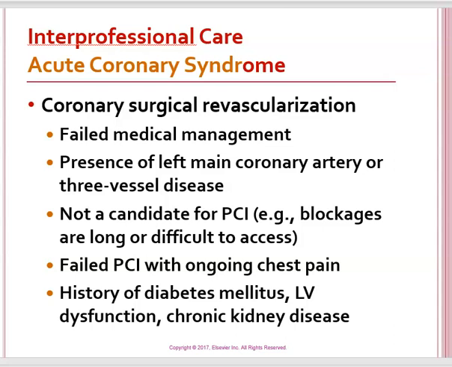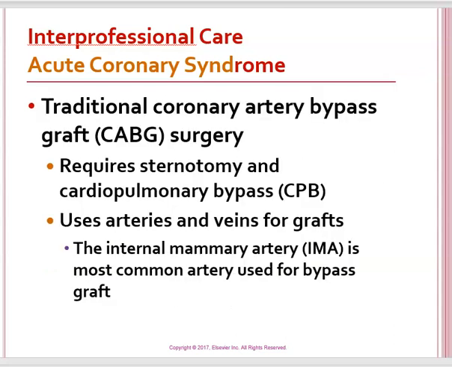If they have a history of diabetes, left ventricular dysfunction, or chronic kidney disease, they probably cannot take that huge dye load that they will need in order to do a PCI. So we can have traditional coronary artery bypass grafting. It's known as a CABG. They have to open up the chest for the most part, okay? And they have to put them on the coronary artery bypass machine.